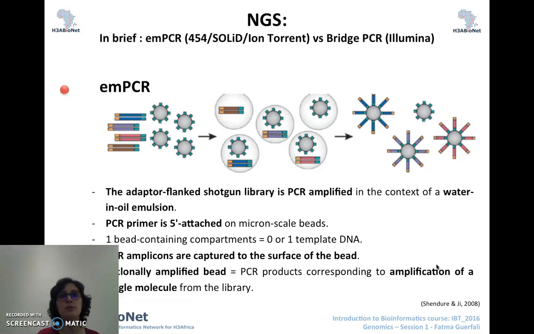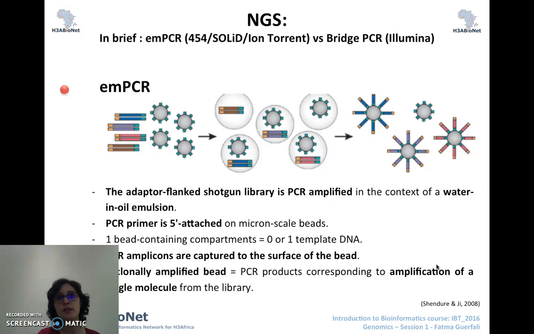The PCR primer is 5' attached to a bead. The size of these beads is on the scale of a micron. We use a low template concentration to make sure that most compartments contain only one bead, and that one bead will have 0 or 1 template molecule present. This ensures that each bead is related to just one amplicon. Then the PCR amplicons are synthesized on the surface of the bead.